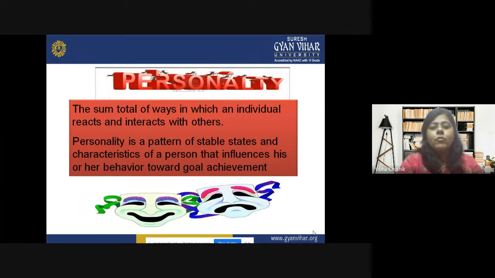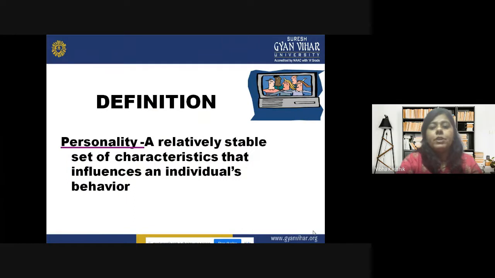Personality is the sum total of ways in which an individual reacts and interacts with others. It is a pattern of stable states and characteristics of a person that influence his or her behavior towards goal achievement. It is a relatively stable set of characteristics that influence an individual's behavior.